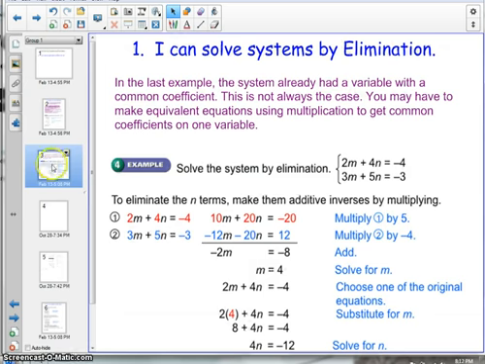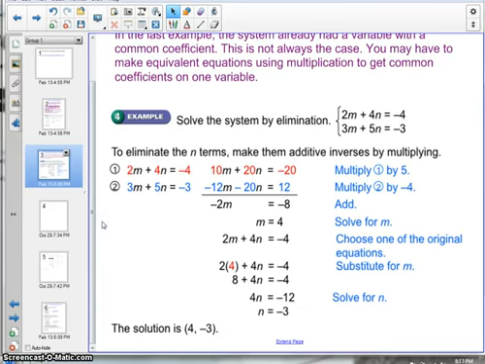Moving on to the next example, we notice here that it's not as easy as in our first example to know which variable we want to eliminate. So what we're going to have to do in this case is multiply one or both of our equations in order to get the same coefficient. So looking here at this example, to eliminate the n term, that's the one we're deciding to eliminate, we want to make them additive inverses by multiplying.